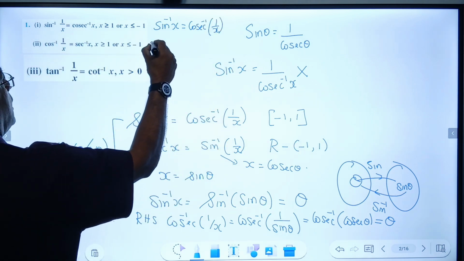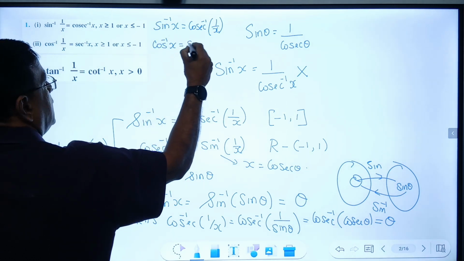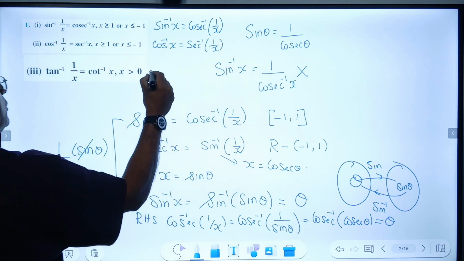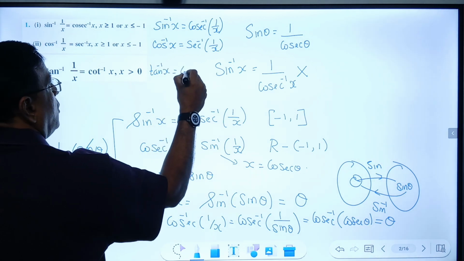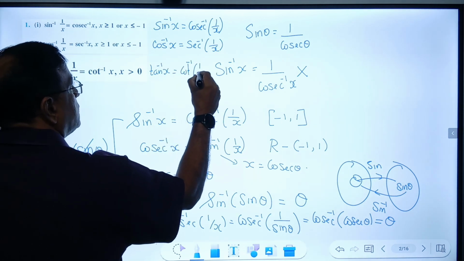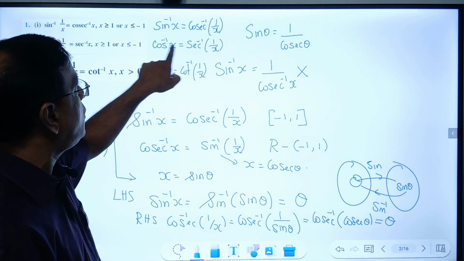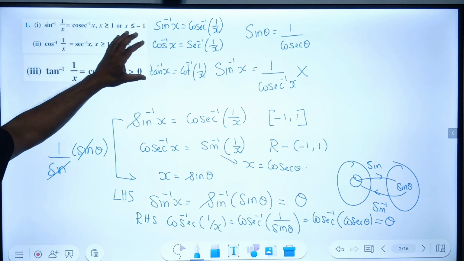It will be cos inverse of x will be secant inverse of 1 by x. And for this it will be tan inverse of x is equal to cot inverse of 1 by x. Now for all this you have to write the domain of definition of sine inverse x, cos inverse x and tan inverse x. Okay, so that you should not forget to write.